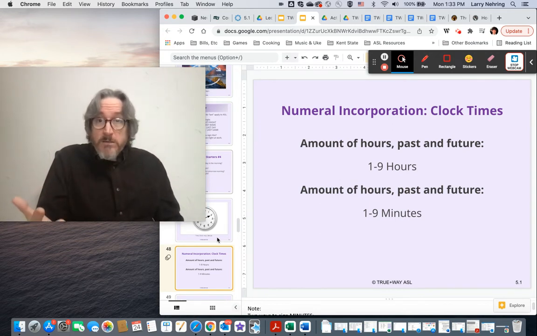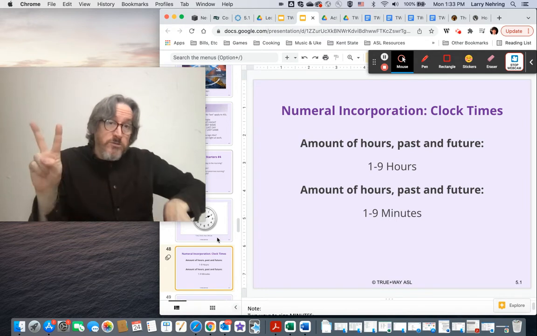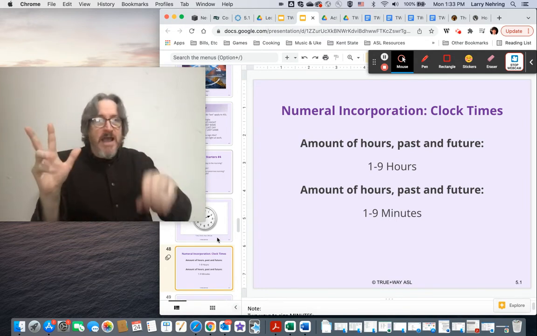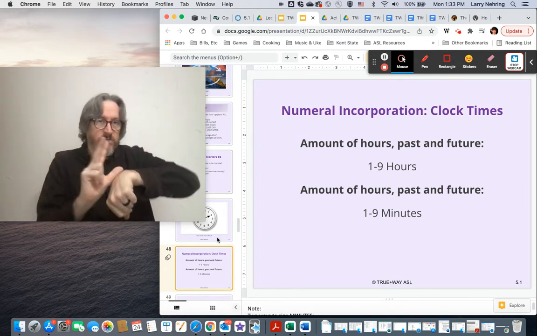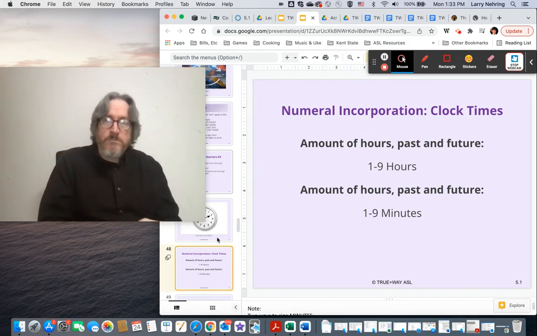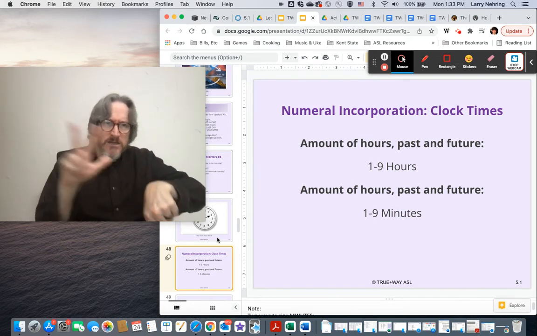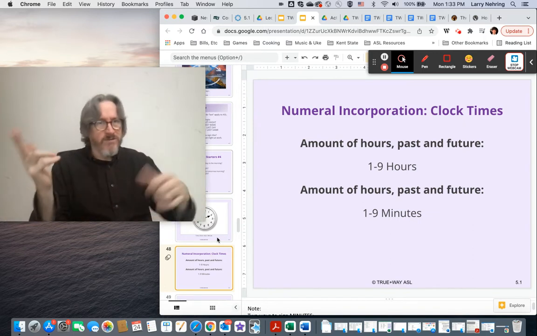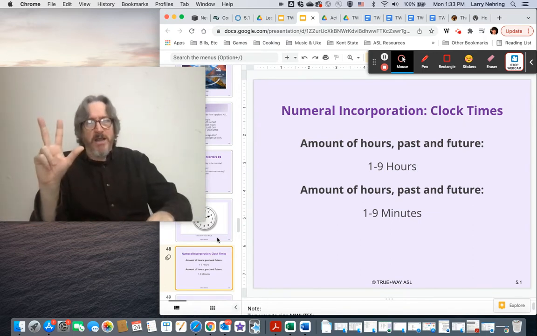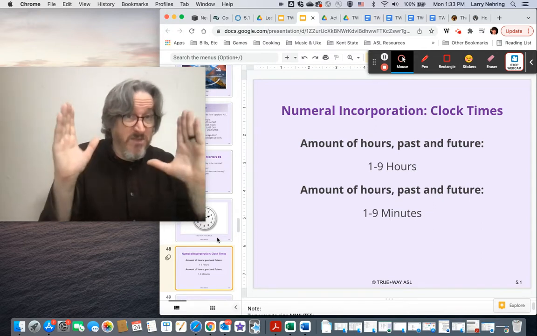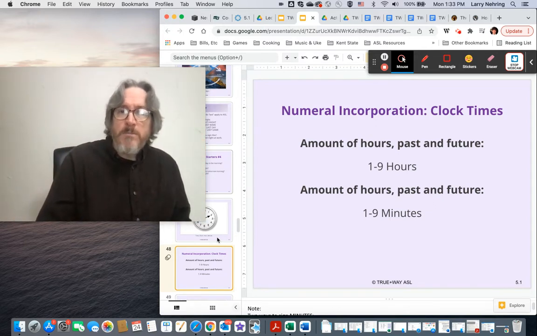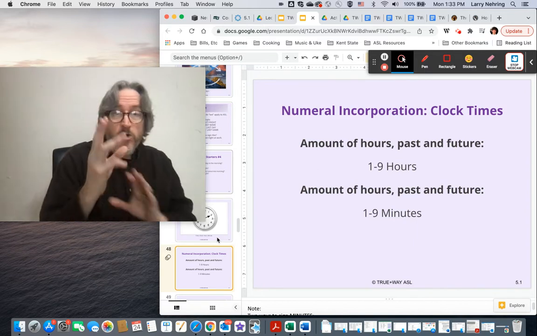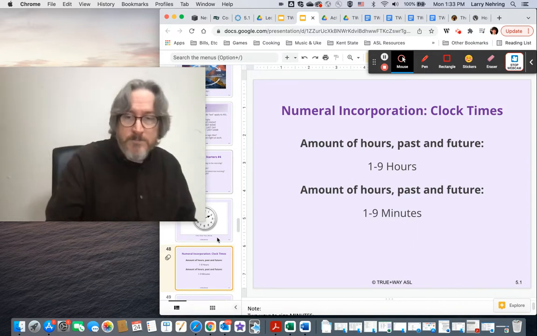You can incorporate 3 o'clock. If it's on the hour, 3 o'clock, we sign 3 o'clock. And sometimes people do 3, like they'll touch it with the fingertips, the thumb, whatever. You just know as you hit the wrist and come back up. That's 3 o'clock for on the hour. Again, we can incorporate 6 minutes, right?